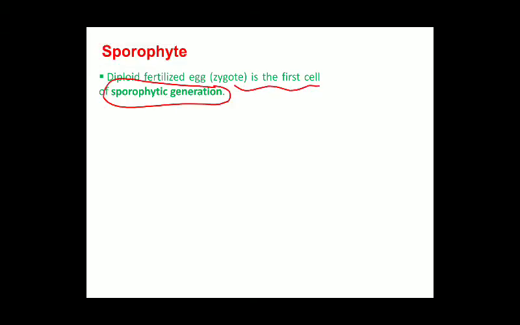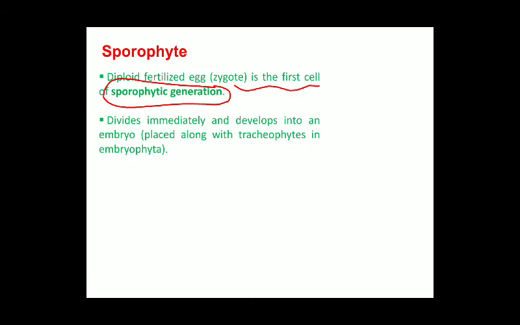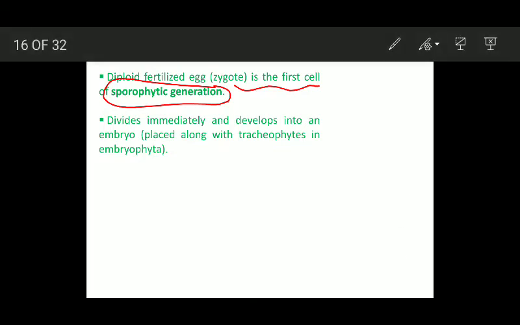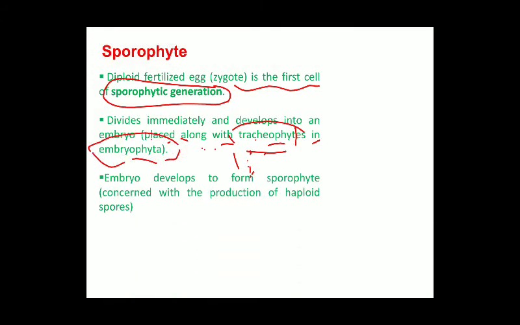Now what happens to the zygote? ये जो zygote है, it divides immediately without undergoing any resting period. It divides and develops into an embryo, and because of the formation of embryo in bryophytes, they have been placed along with tracheophytes. Tracheophytes are those plants which possess the vascular tissues. They have been placed along with tracheophytes in Embryophyta. इनको हम embryophytes भी बोल सकते हैं because they show embryo formation.